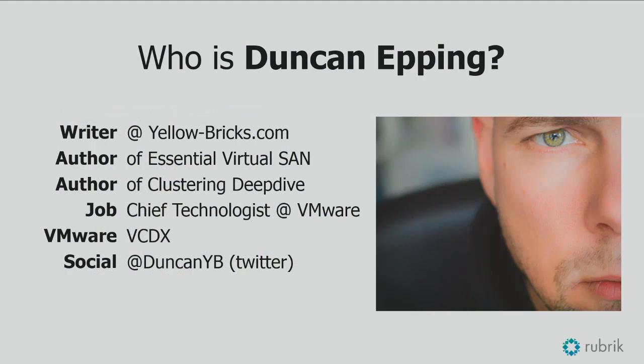So we'll start off by Mr. Epping. Who are you? What do you do? Sure. Thanks, Chris. My name is Duncan Epping. I'm a chief technologist working for VMware in the storage and availability business unit, which is kind of weird because I'm talking about automation today, or actually, I'm not going to talk about automation at all. Chris is going to do all of the talking about automation itself, and I'm going to talk about some of the clustering aspects and why certain aspects within a cluster are important to configure in a consistent way. I'm a VCDX. I'm on Twitter as well, Duncan YB, and I wrote a couple of books, and I've got a blog, Yellow Bricks. So if you're interested in learning more about storage and availability in general, make sure to read my blog.